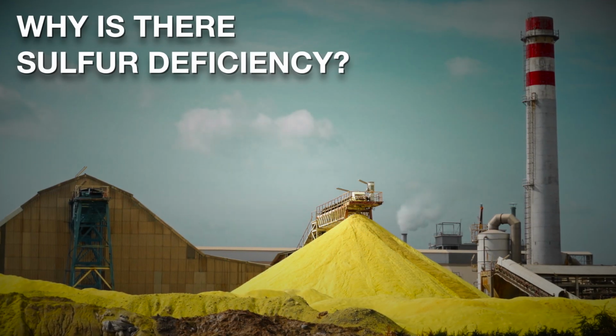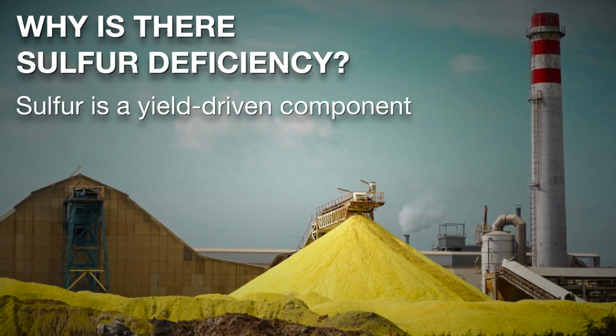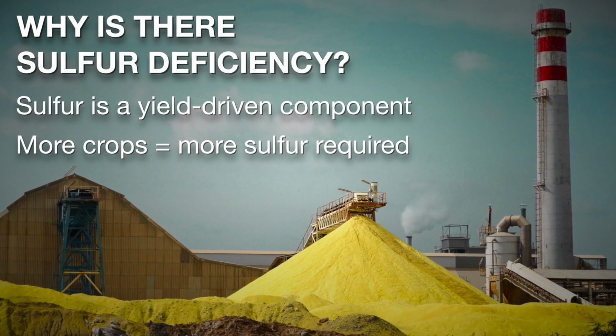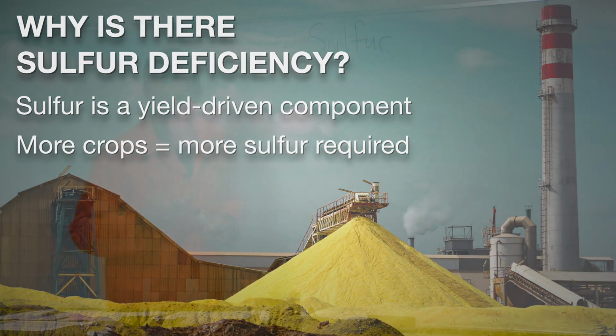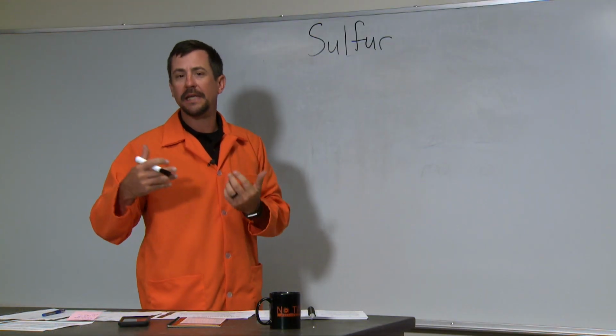Why are we seeing more sulfur deficiencies? One, sulfur is a yield-driven component. How much sulfur we need is driven by yield. Over the years, we have an increased yield across all of our crops, so we're having an increased need for sulfur in our soils.